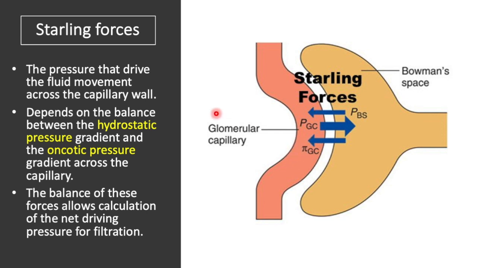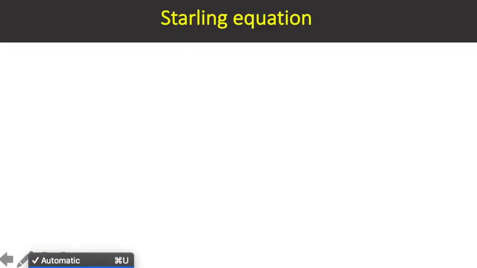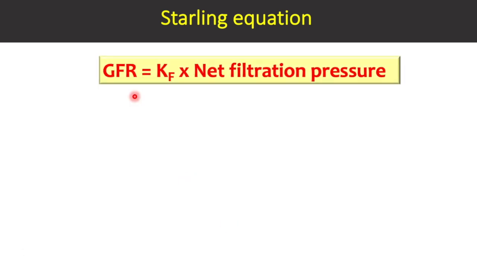So glomerular filtration rate depends on the balance between the hydrostatic pressure gradient and the oncotic pressure gradient across the capillary. The balance of these forces allows calculation of the net driving pressure for filtration. In the Starling equation, GFR is equal to Kf, which is the filtration coefficient, times the net filtration pressure.